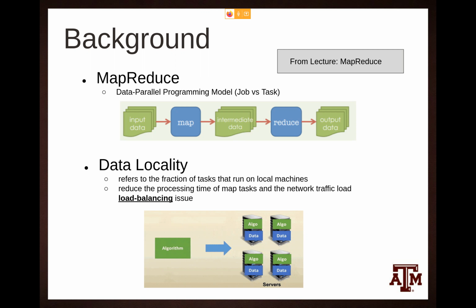While we are assigning map tasks, a critical consideration is to place map tasks on or close to machines that store the input data chunks. The problem here is data locality. Locality refers to the fraction of tasks that run on local machines. Improving locality can reduce the processing time of map tasks and the network traffic load.